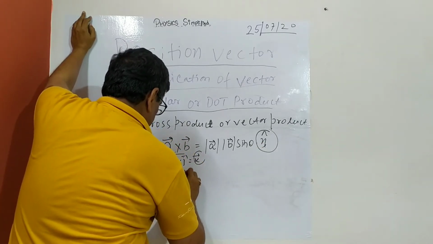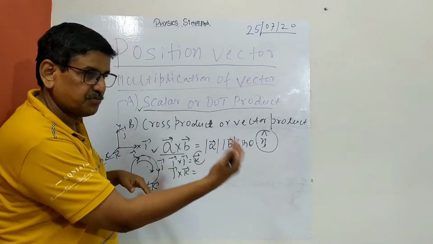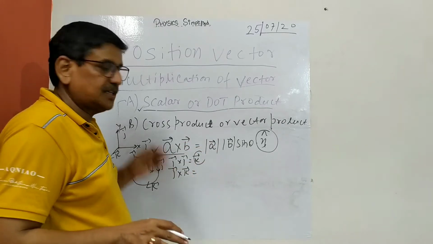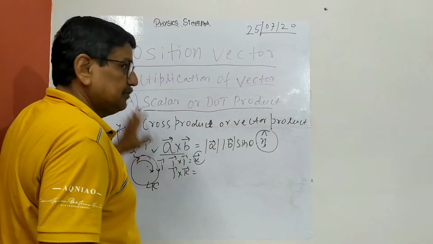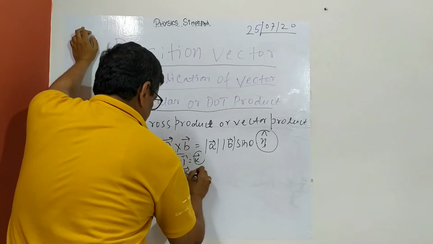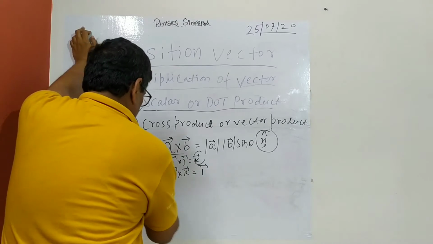You can get that by the thumb rule too, but this is more comfortable, because with the thumb rule and the smaller angle, you may get confused and get a wrong result. But this is perfectly okay. So j cross k is what? i, in a clockwise direction. Okay, i cross j is k, j cross k is i, and k cross i is j.